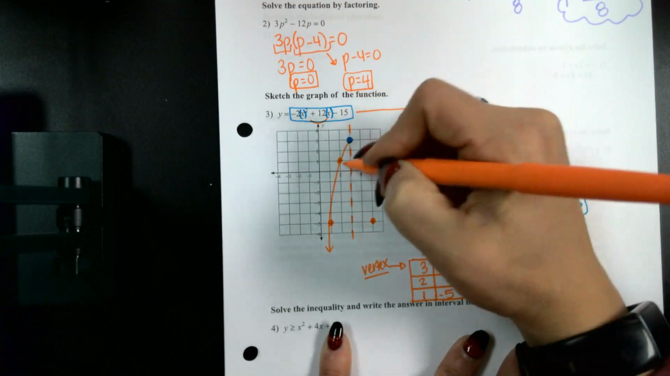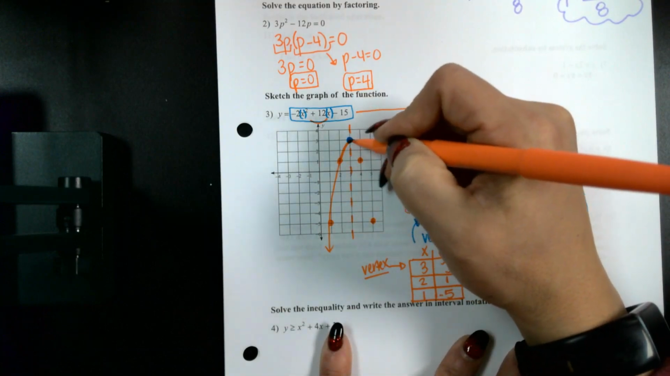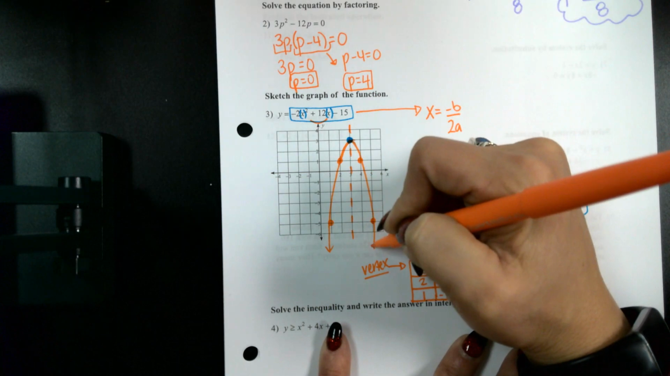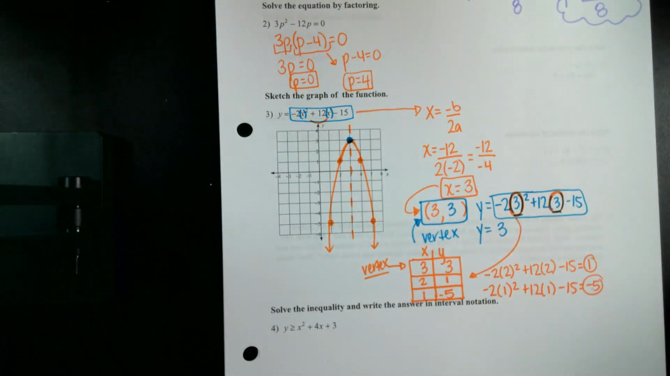And you just want to connect them. Remember, this is supposed to be a U, so you want to try to make the top of it curved. Okay, are you guys okay with that?